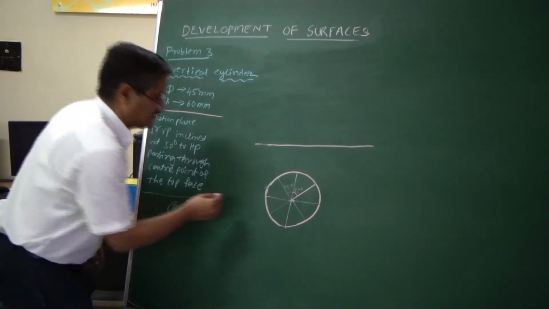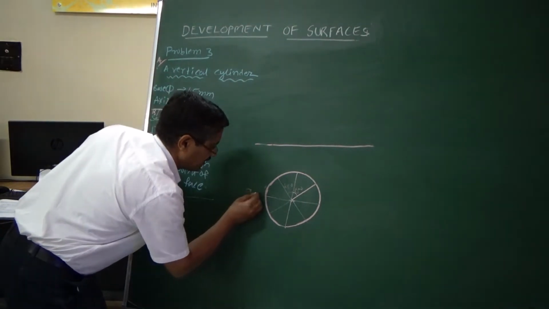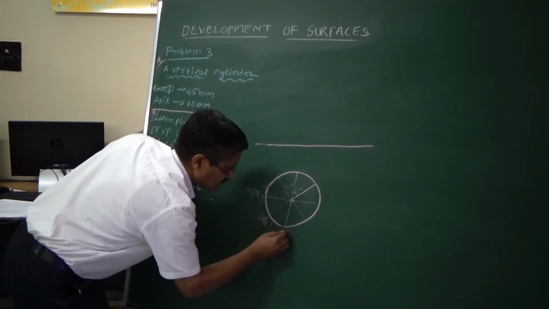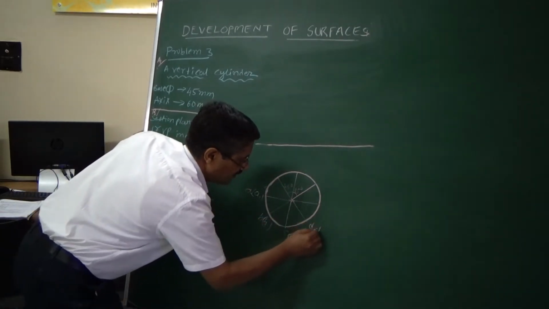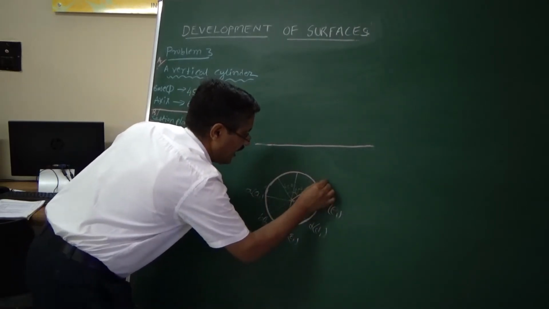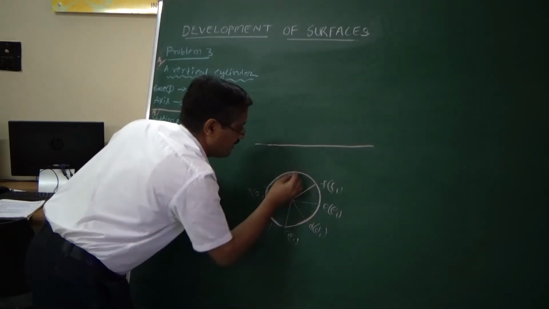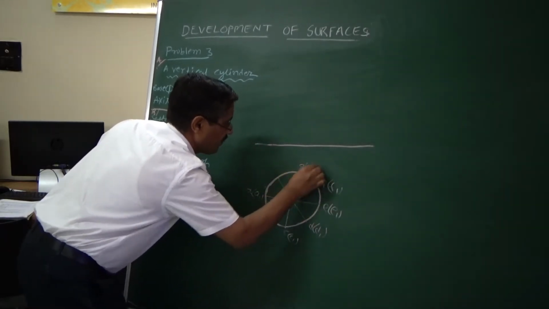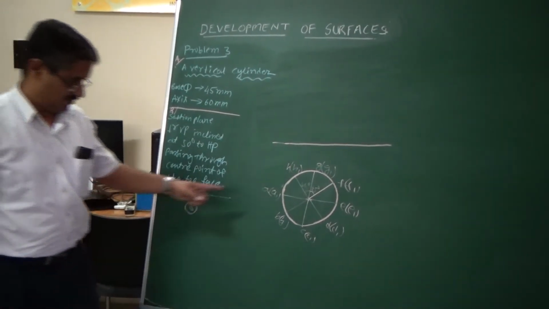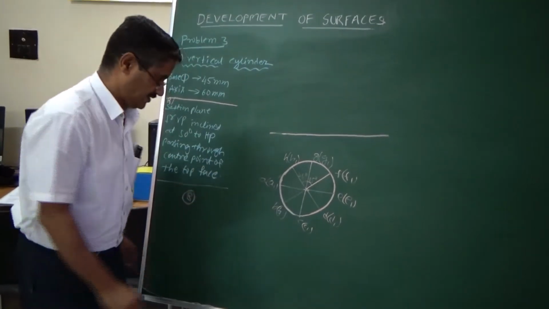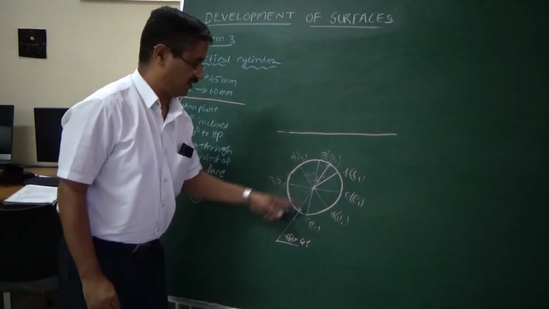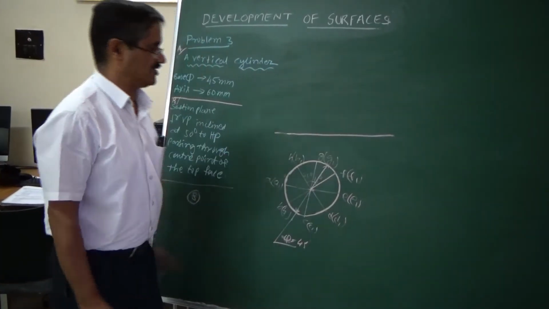You have to take 2 sets of letters. From the left, you can start AA1, BB1, CC1, DD1, EE1, FF1, GG1, HH1. So we will be marking like this. We have now divided the circle into 8 parts. The diameter of the circle is the dimension that you are showing; this is the dimension line. So these are the 8 points we have got.